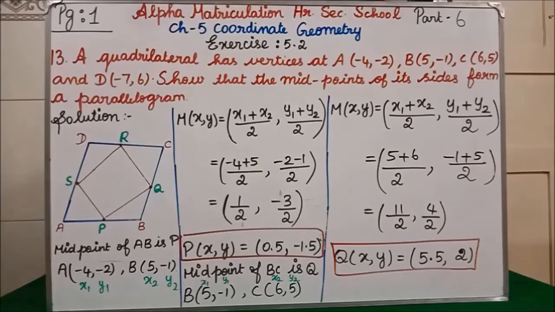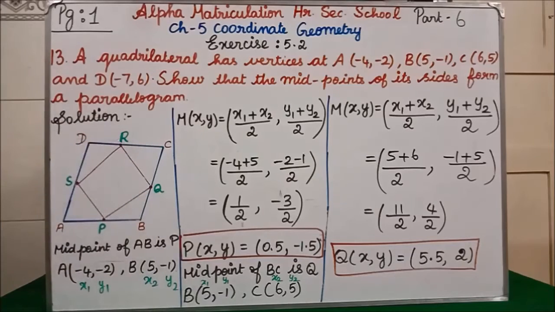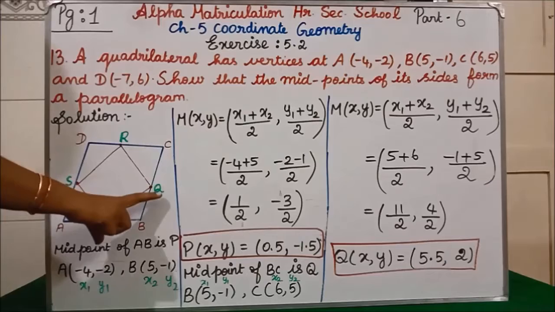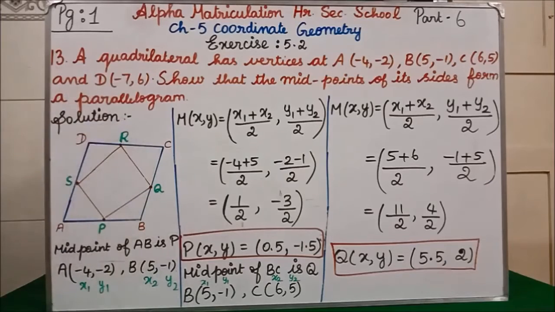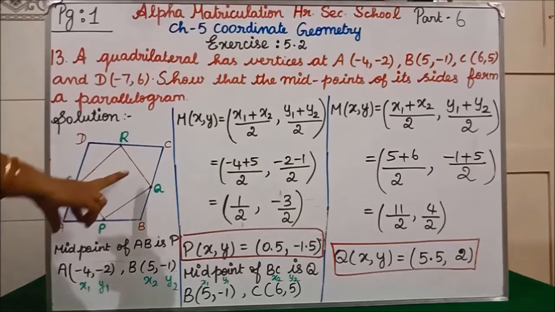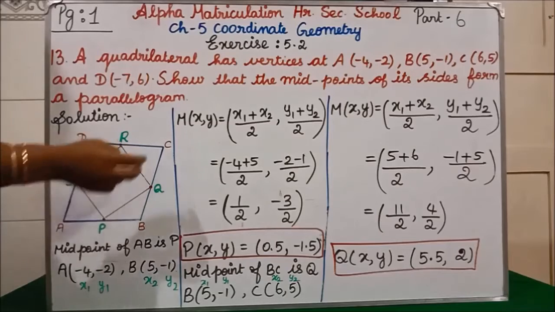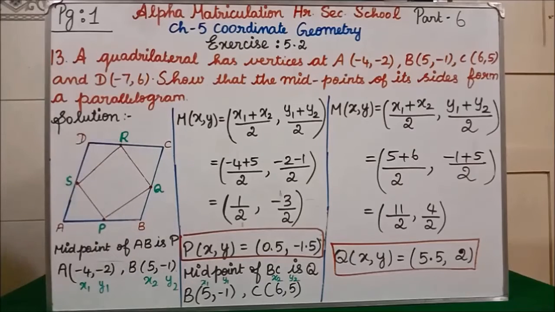Parallelogram means what condition? Slope of PQ is equal to slope of SR. Which means whatever answer you get for slope of PQ, the same answer you have to get for slope of SR also. Similarly, slope of PS is equal to slope of QR. For both these sides you have to get the same answer. According to the parallelogram property, the opposite sides are equal, isn't it? So if we get opposite sides equal, then we can say that PQRS is a parallelogram.